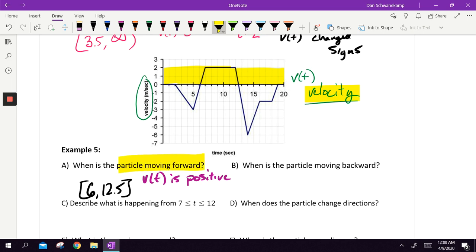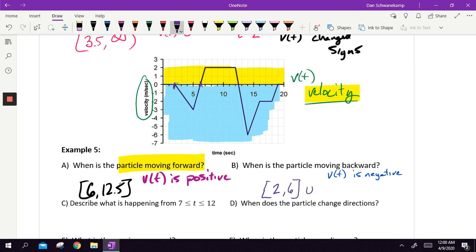And that is when it's above the x-axis. When is the particle moving backwards? Well, a particle is moving backwards when velocity is negative. Well, guess what? This is a graph of velocity. So if I want to know when velocity is negative, I want to know when it's below the x-axis. So you can look right here, and anything that's going to be blue is going to count here. And so that means I'm looking from 2 until 6, and 12.5 to 19. Yuck.